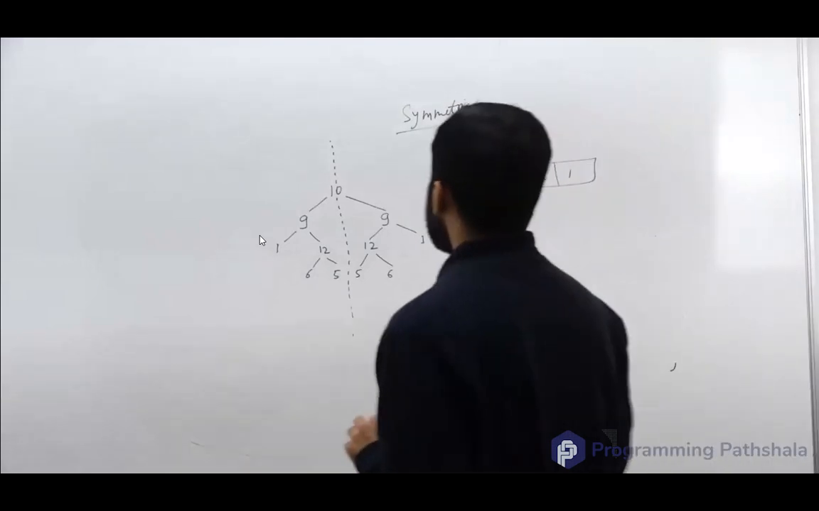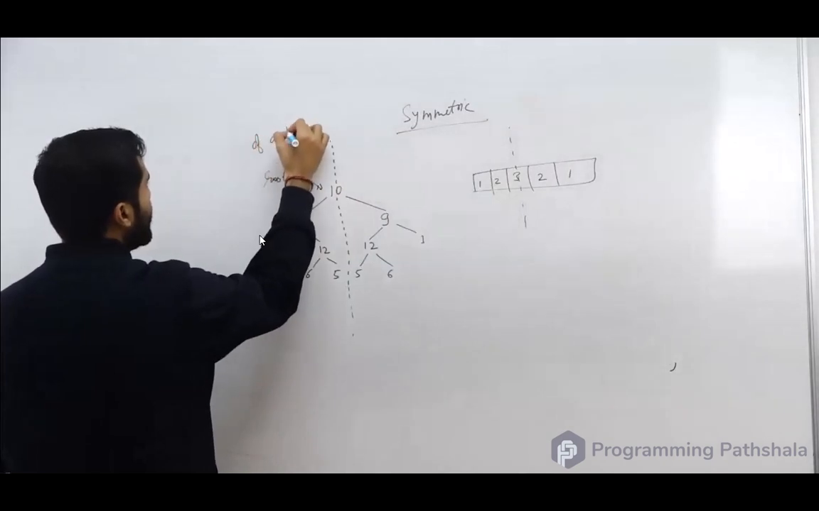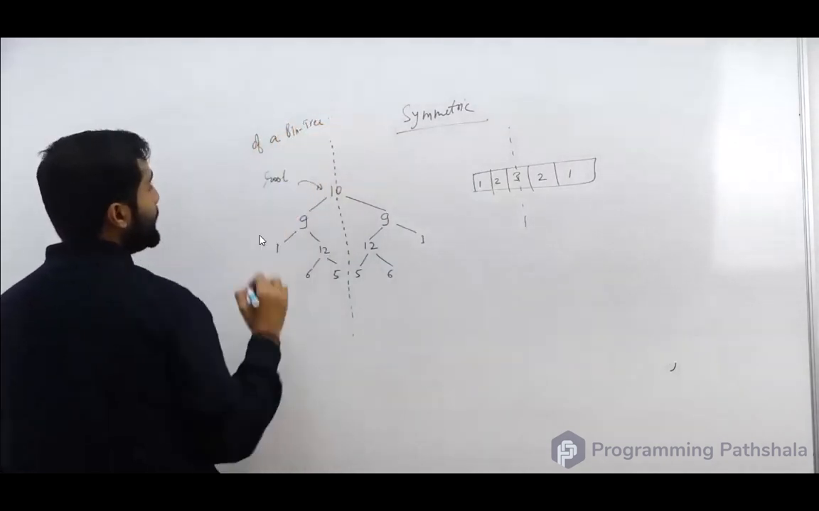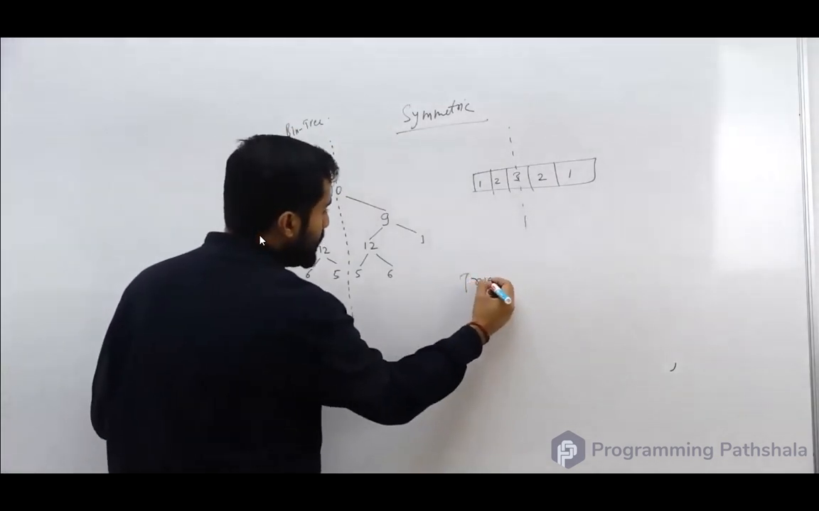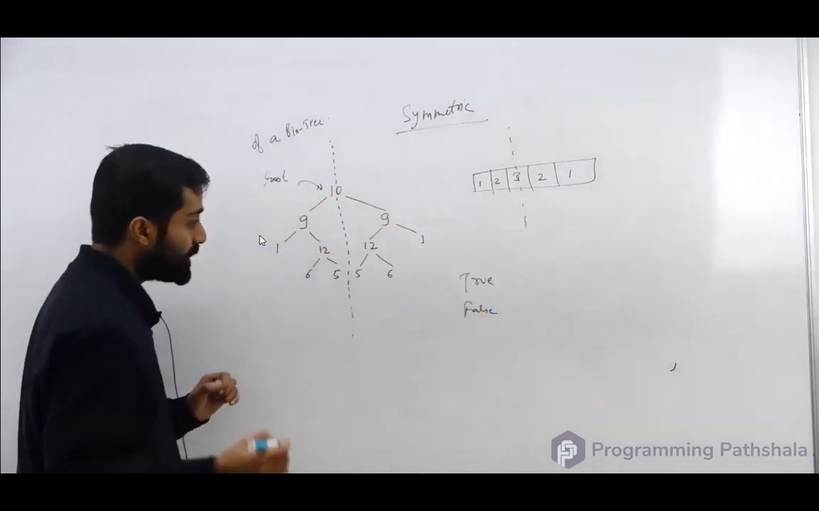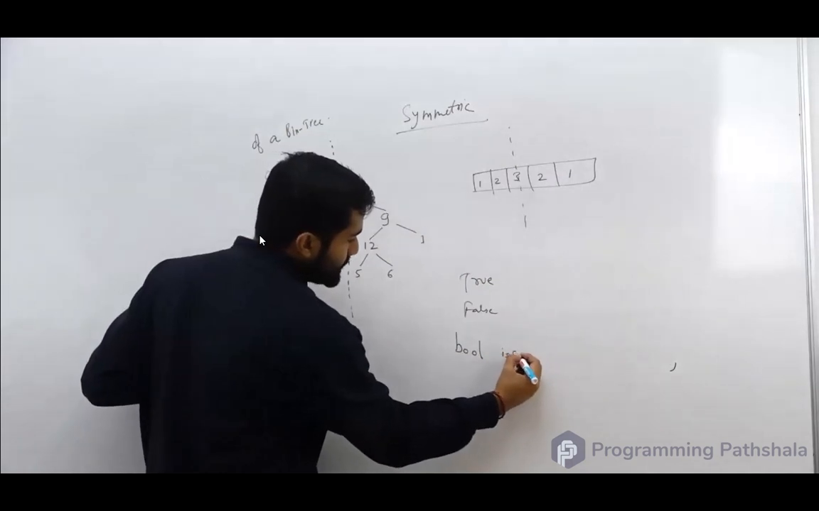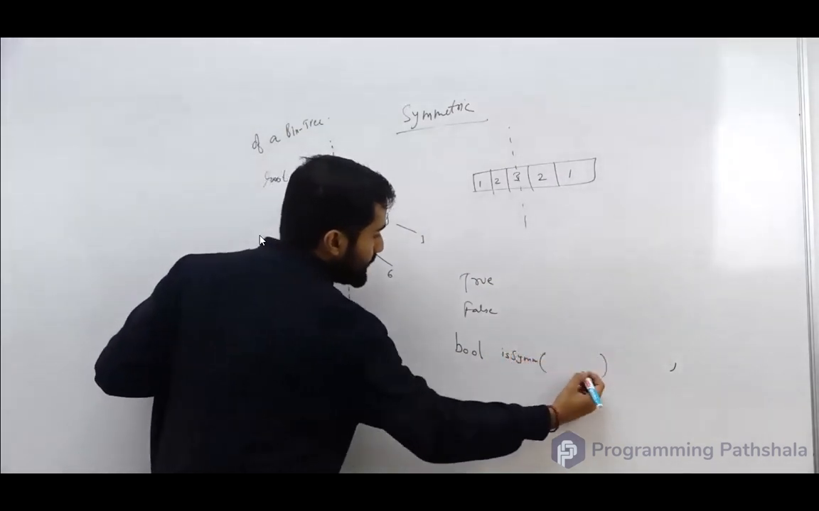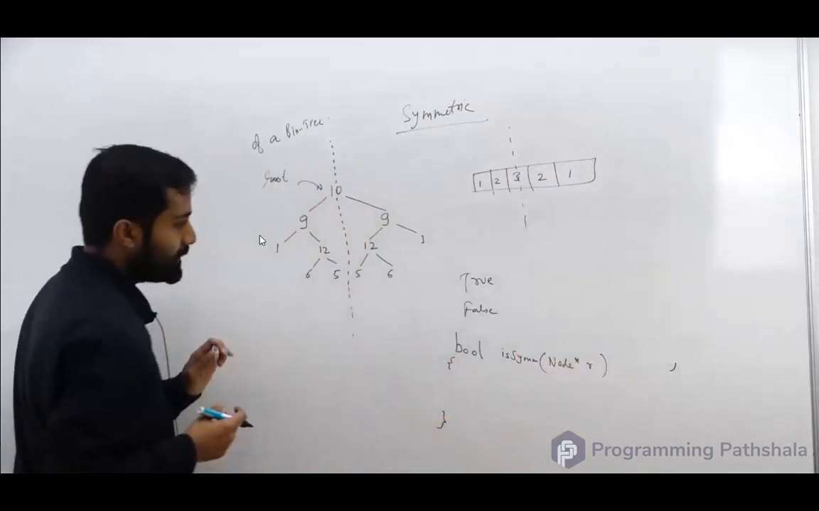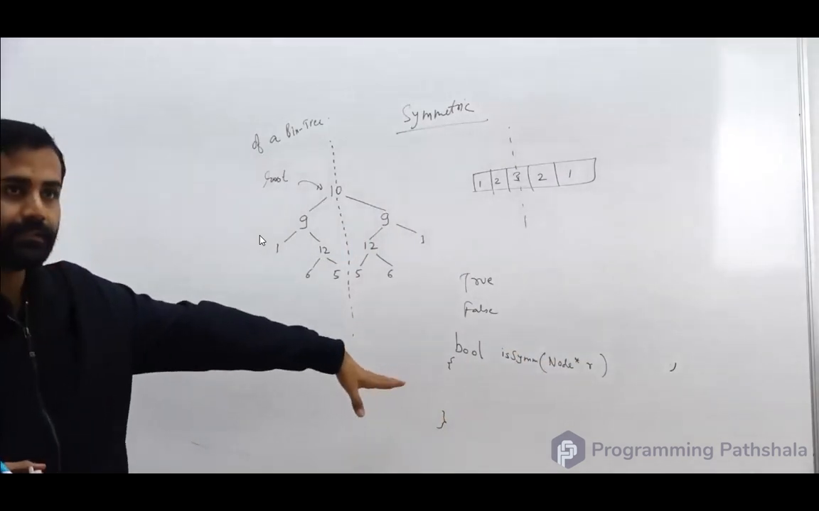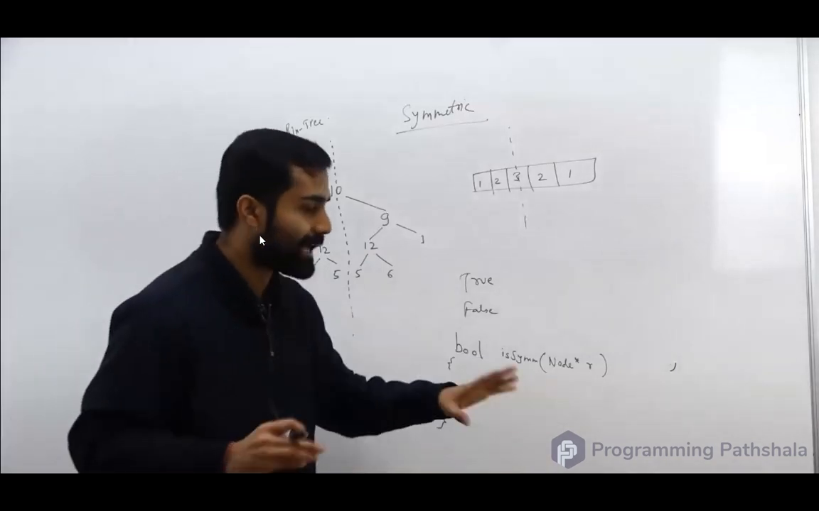You have been given the root of a random binary tree, and you have to check whether that tree is symmetric or not. If it is symmetric, you have to return true. Otherwise, you have to return false. So you have to write a function that returns Boolean, and the name of that function could be isSymmetric. What it takes as input is the root of the tree. You have to fill in the blanks here and make this function return true or false depending upon whether the tree rooted at R is symmetric or not.